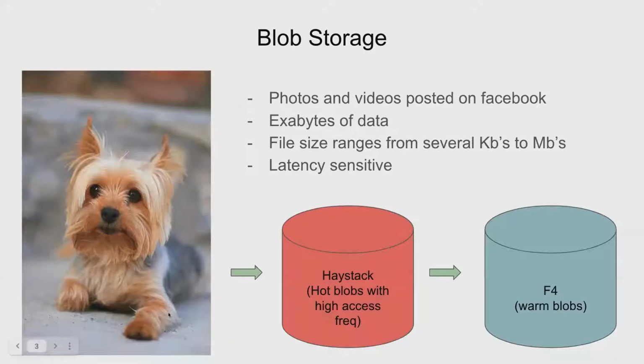Let's take a look at this dog here. Earlier, Facebook had two storage systems to handle this blob storage. One of them was called Haystack. Haystack handled hot blobs, which had very high access frequency. Once the access frequency calmed down for those objects, they were moved to F4, which contained warm blobs.